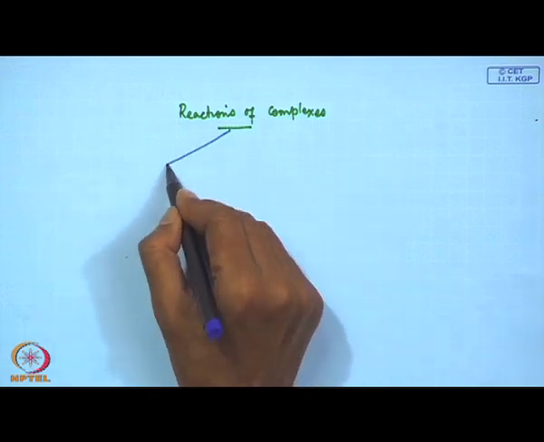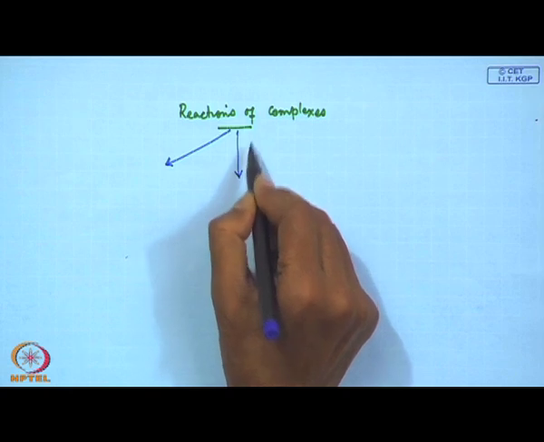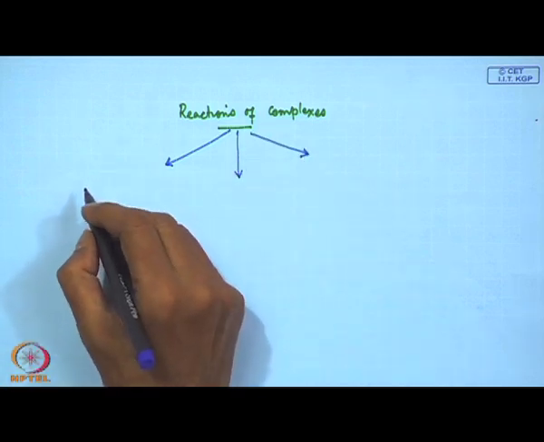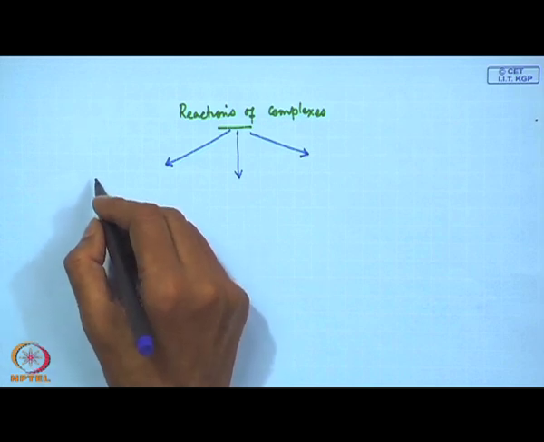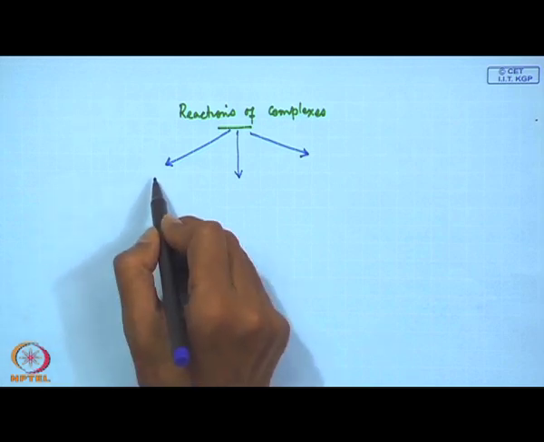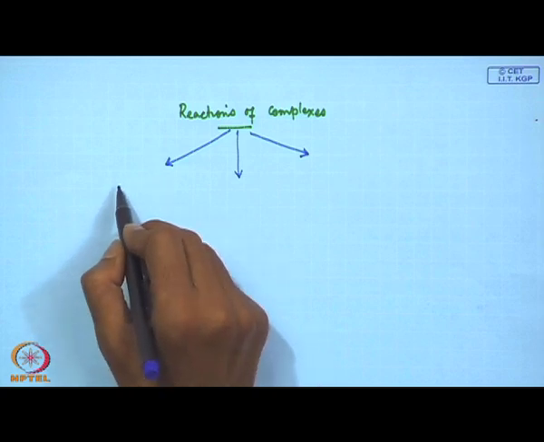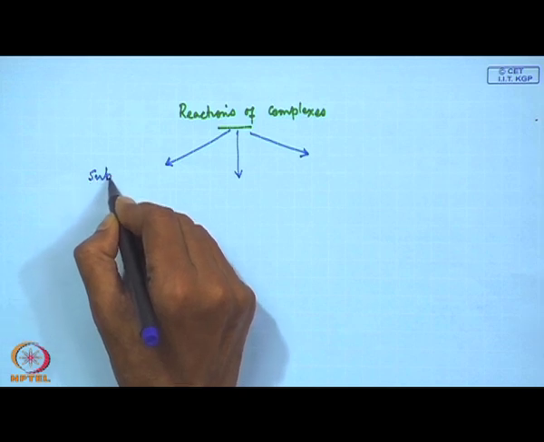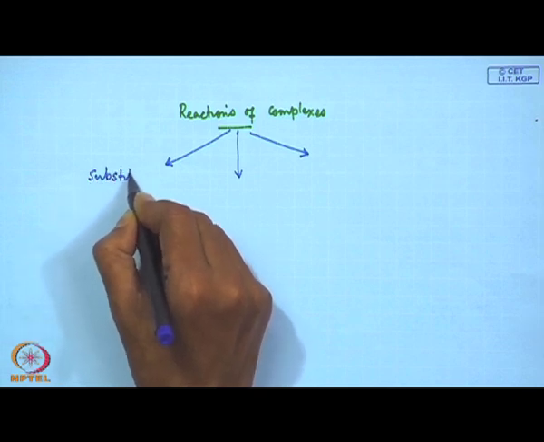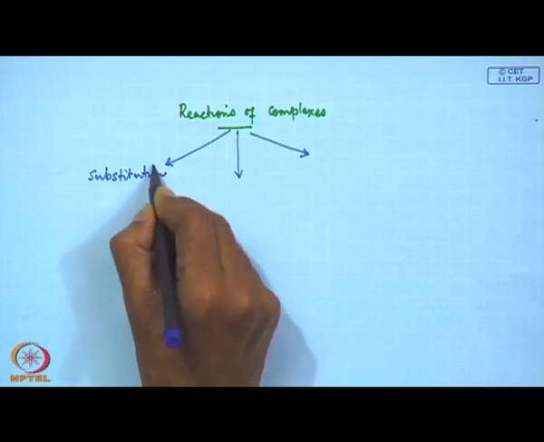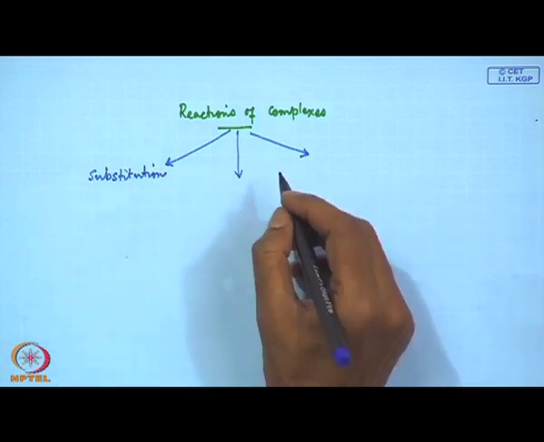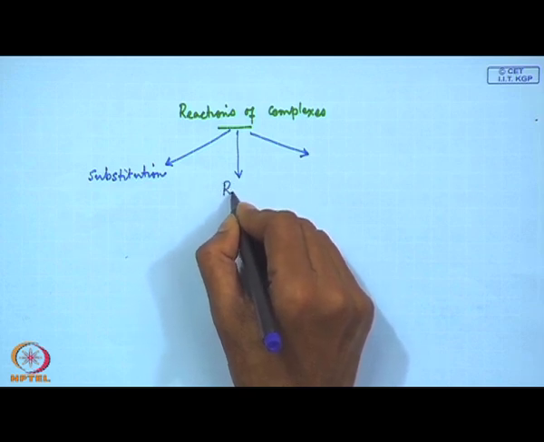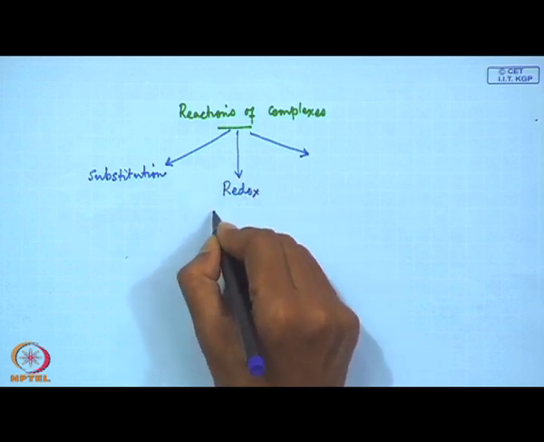They are basically of 3 types, where we can consider the corresponding substitution, that means L1 is substituting L or L2 is substituting L1 at the metal site. So, we have the substitution reactions at the metal center, then we have the oxidation reduction reactions or redox reactions.